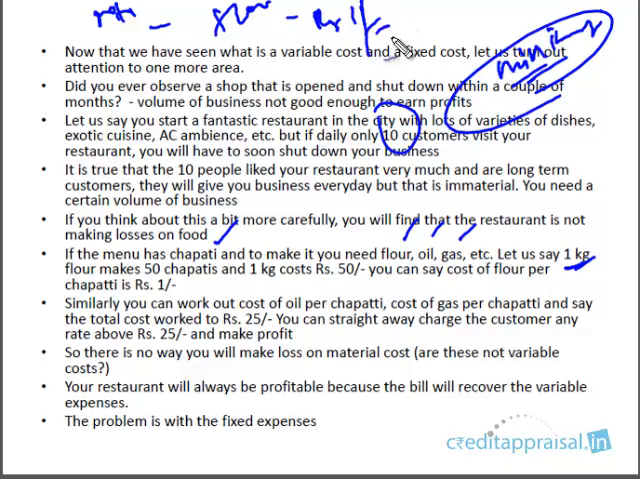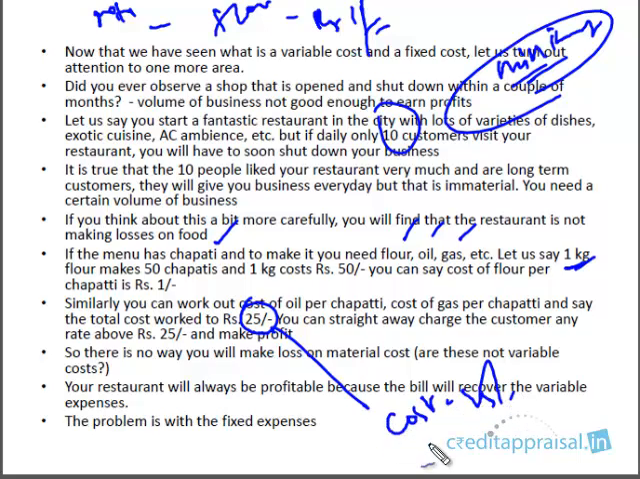We're calculating per item. So similarly, you can work out the cost of gas per roti, the cost of your labor for 1 roti, and let us assume that you have calculated a cost of 25 rupees. So to prepare this roti or chapati, you need a variable expense of 25 rupees. This is the material cost and the labor cost, and this is an absolute minimum you have to recover. To make this roti, you are incurring a cost of 25 rupees.